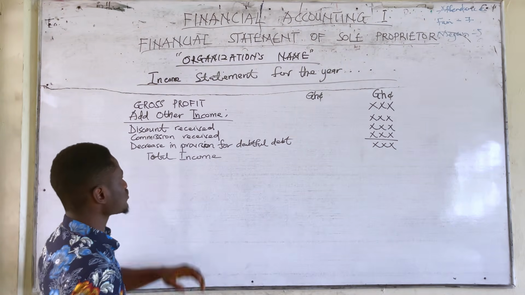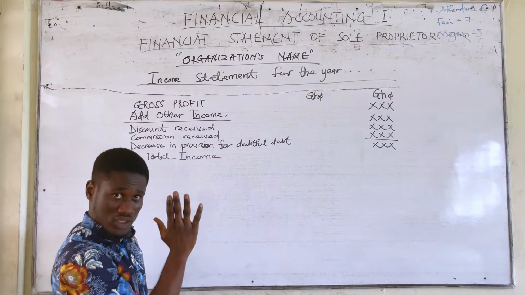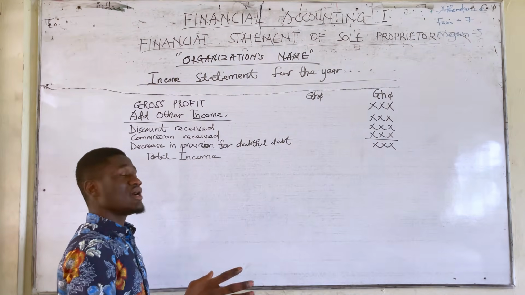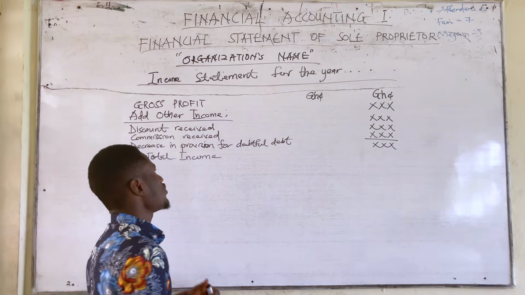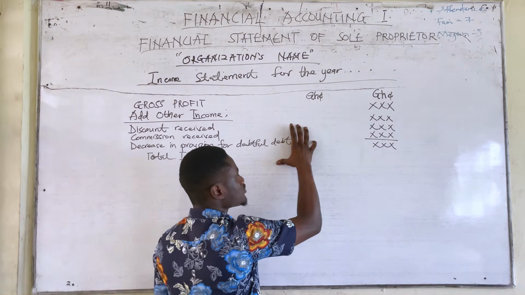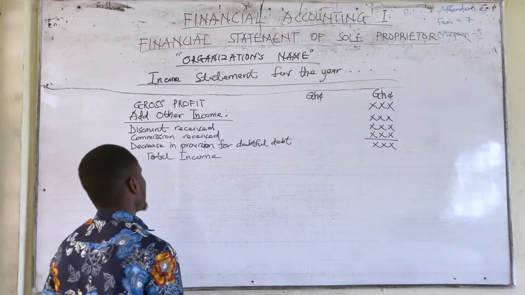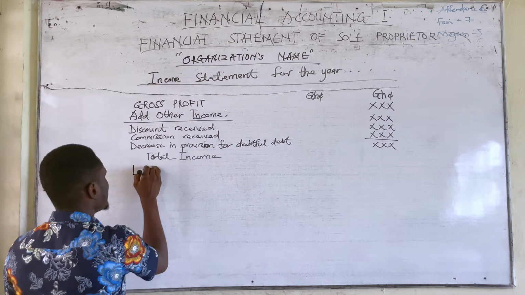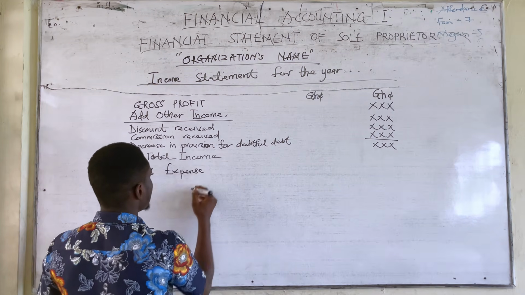Good. So after getting a total income, these are some. Okay, you can get other income. So it's up to you to know the other incomes you can get in your question. Okay, so some of the income they'll give to you, you add it to the gross profit. What you get is your total income. Then you come here, you less your expenses.